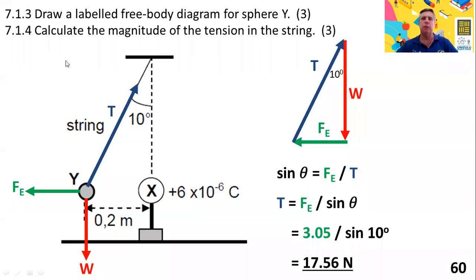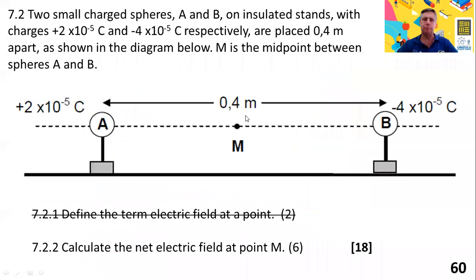Now read the question carefully. It asks for the magnitude, so you don't need to worry or to specify a direction, and it's only 3 marks. So that's the first part of the question, to do with Coulomb's law.